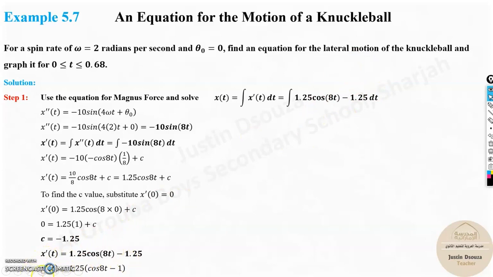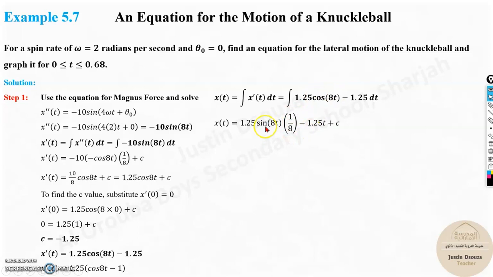But if they have just asked you the velocity or something, this would be the answer. If this is not there in your options, this might be there. Now integrate this particular equation again. What will you get? Again, u substitution. I hope you know the u substitution. Take this as u and solve it up.